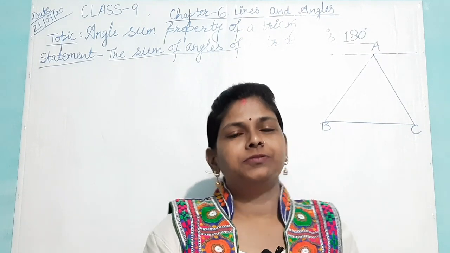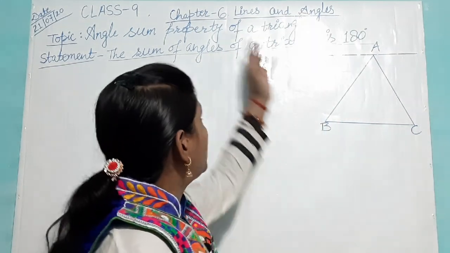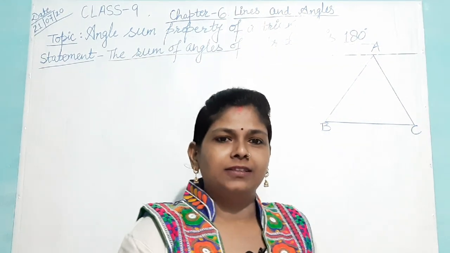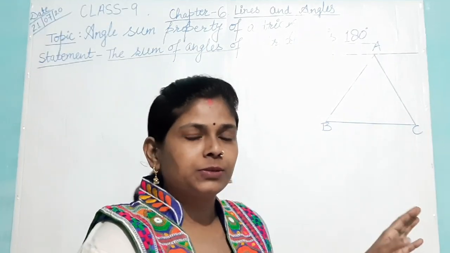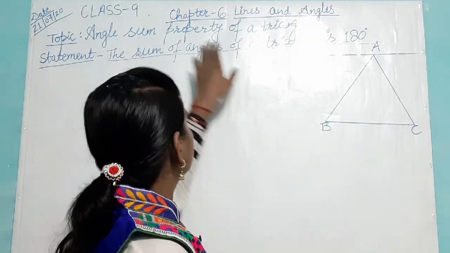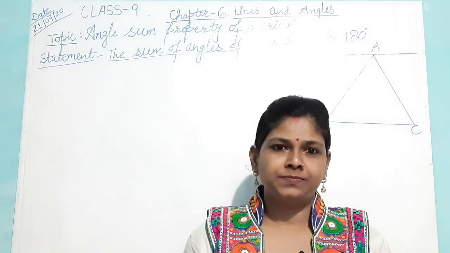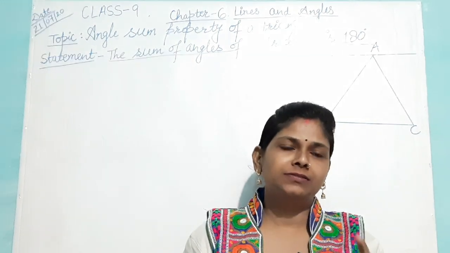So we continue our study. We are in chapter 6, that is lines and angles. In this chapter, today we will learn about the topic, the angle sum property of a triangle.